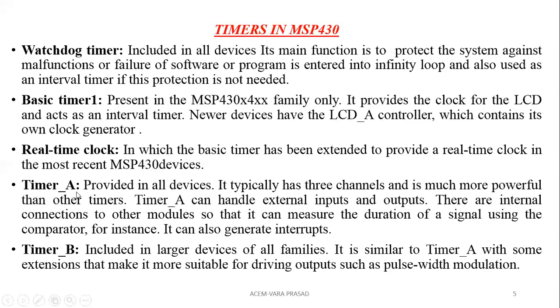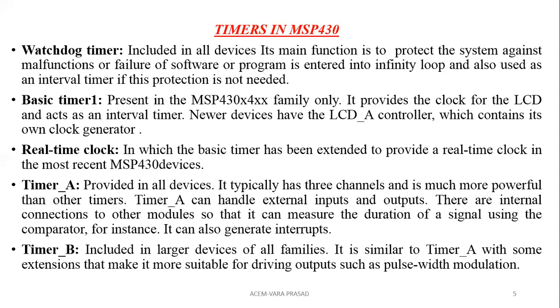Okay, then timer A. Timer A is available in most of the devices and it is powerful compared to the remaining timers. This timer also handles external inputs as well as outputs. It is also used to measure the time duration, that is the time period, for comparators, and this timer is also used to generate interrupts. That's why timer A is powerful compared to the remaining timers.